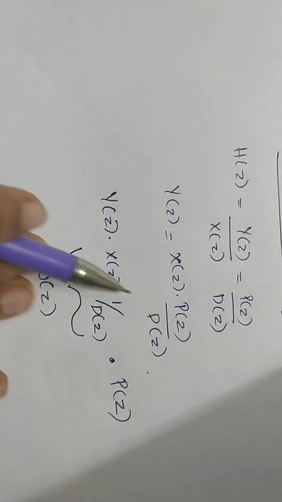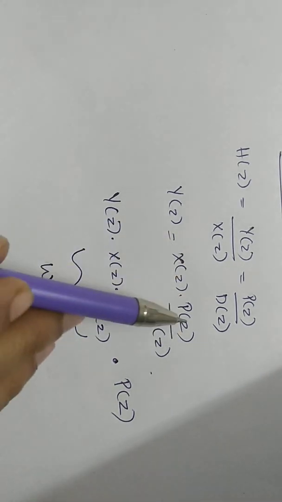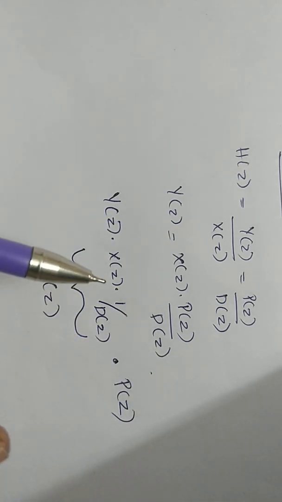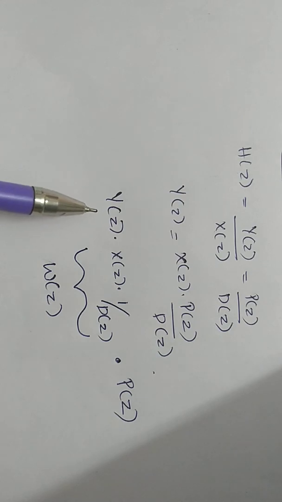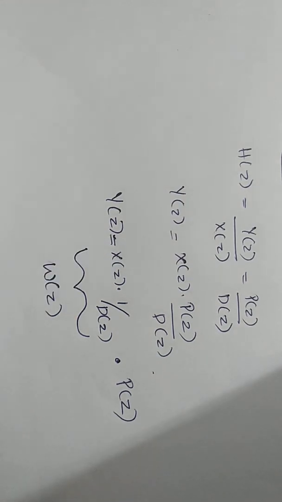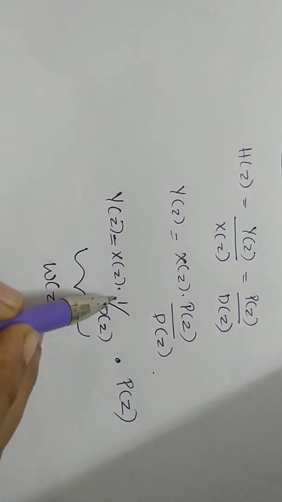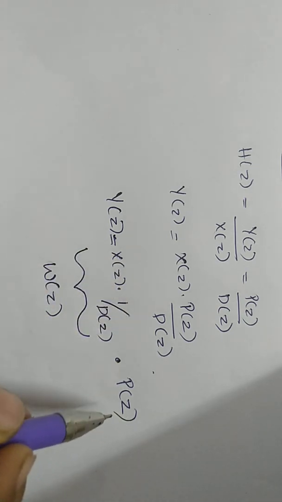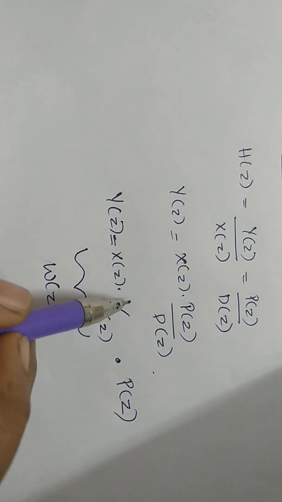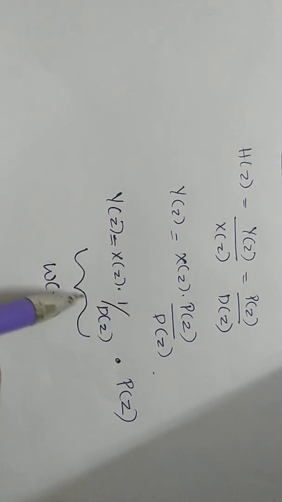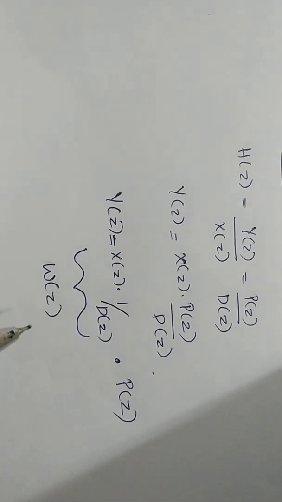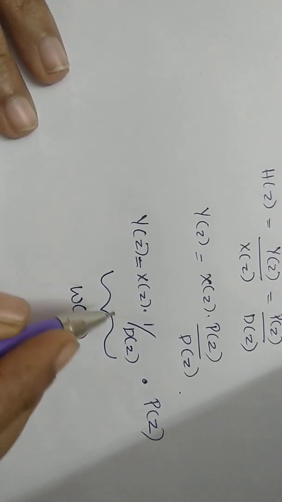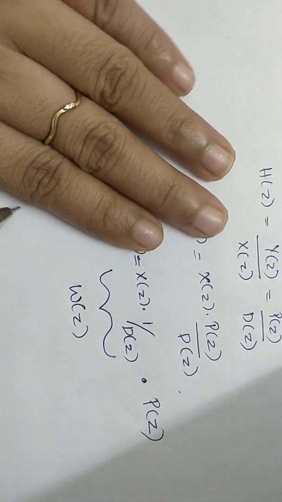Earlier we considered X of z into P of z as the first subsystem and 1 by D of z as the second subsystem, but in the case of the transpose structure we are considering Y of z is equal to X of z into 1 by D of z as the first subsystem and P of z as the second subsystem, and X of z into 1 by D of z I am calling W of z. That is this part only.